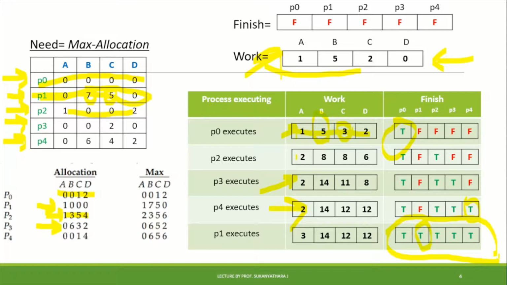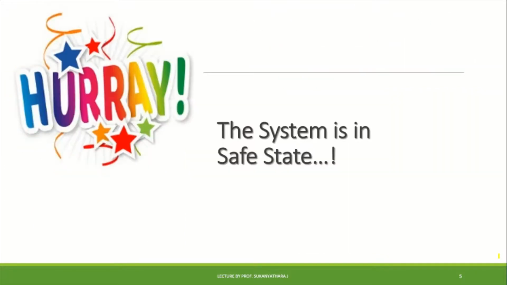Now you can confidently say that the system is safe because all the processes could execute in some order. The system is safe. Now we have found out the system is in a safe state because all the processes executed.